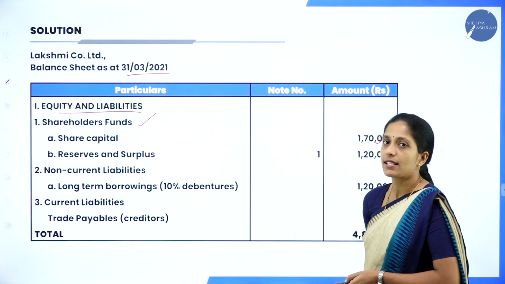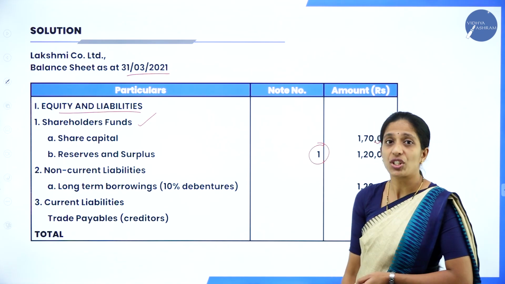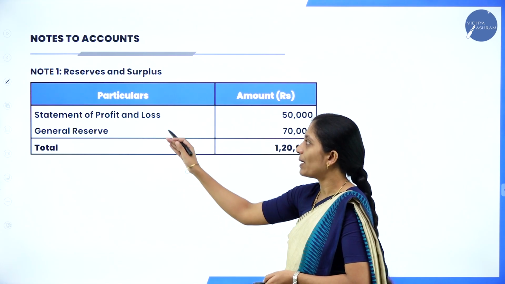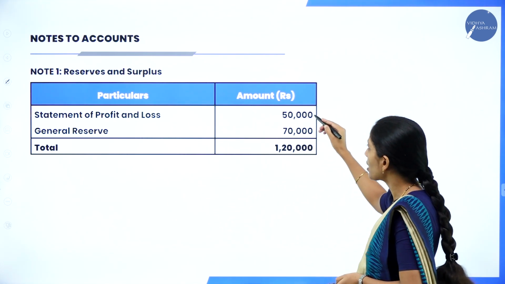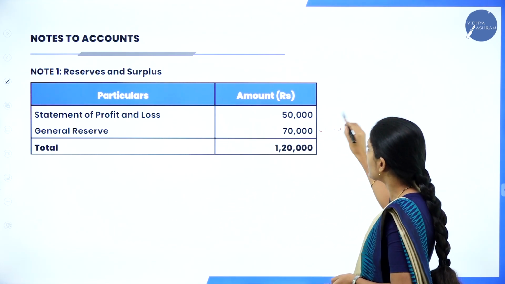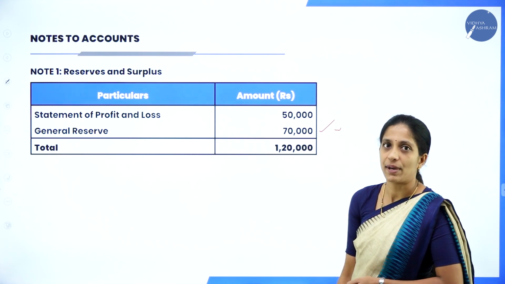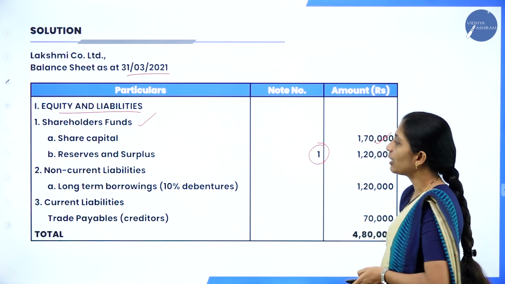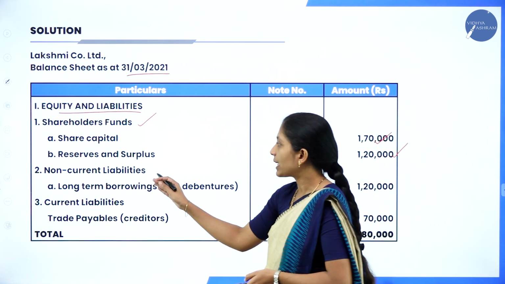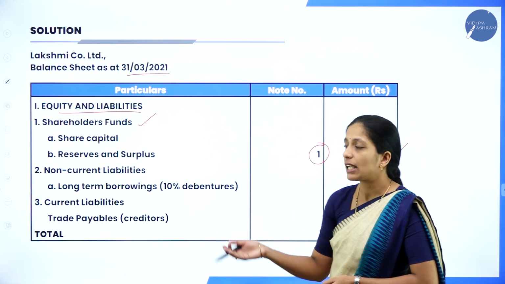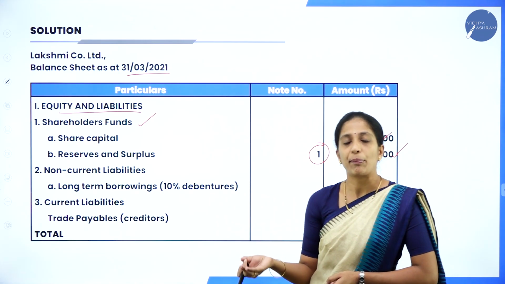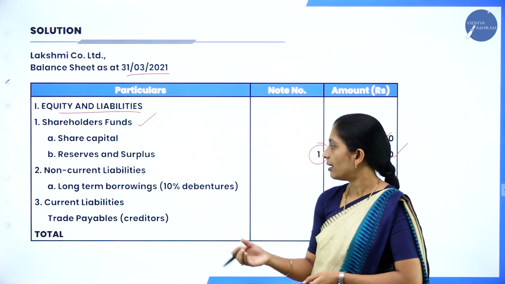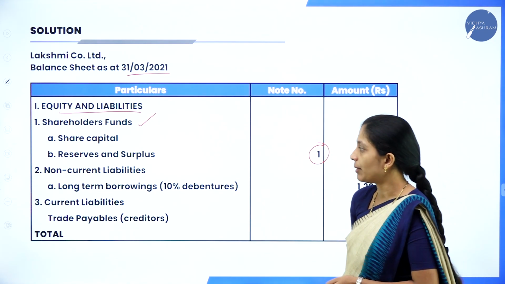Next, under reserves and surplus, it is note number 1, for which we have to prepare a note. Now go through the note here, reserves and surplus. Your statement of profit and loss as well as general reserve come under reserves and surplus. So you have to prepare a note for it. Note number 1, 1,20,000. And the next one is non-current liability, where they have directly given long-term borrowings, or you can prepare a note for long-term borrowings and show the debentures. Debentures come under long-term borrowings.